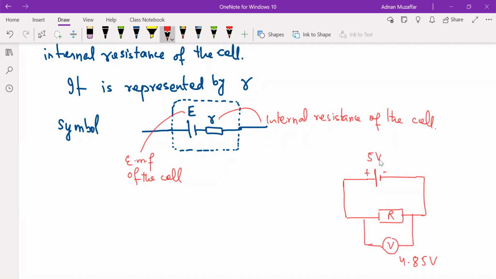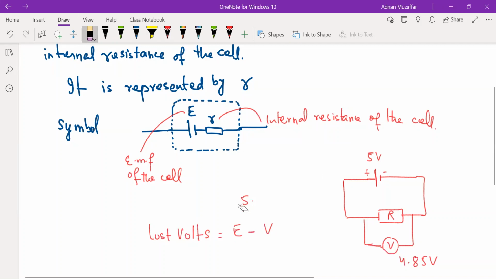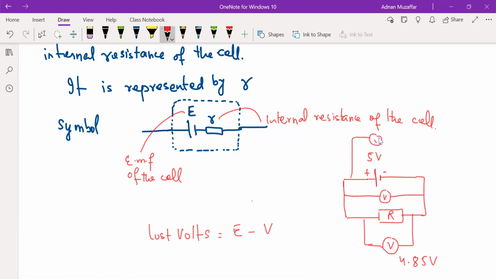As I've already mentioned when we were doing PD or EMF, voltage or EMF is something related to energy. So actually energy would be lost due to internal resistance, and I can calculate lost volts. That can be EMF minus V, this voltmeter reading. Actually, this voltmeter reading is called terminal PD in the language of circuits. So you can connect the voltmeter here, or here, or here. You will get the same voltage, which will be 4.85.